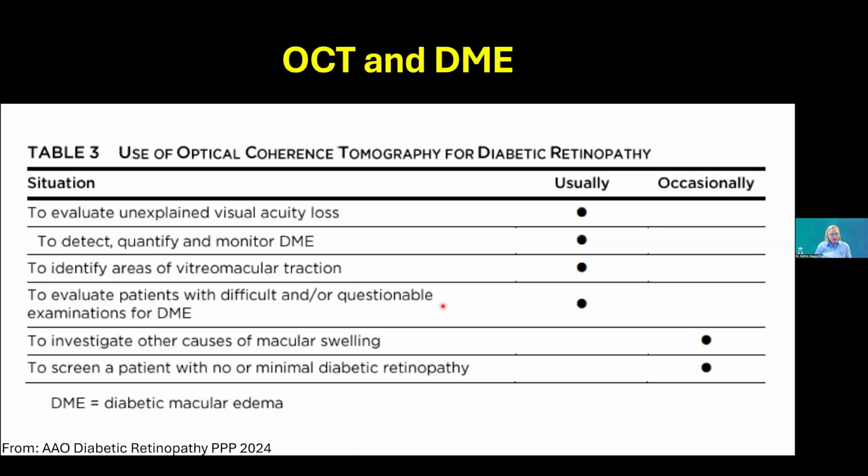And when we look at the diabetic retinopathy preferred practice patterns from the American Academy of Ophthalmology, one of the reasons we're usually doing OCT again is to detect, quantify, and monitor DME, and to evaluate patients with difficult or questionable examinations for DME. And so this is really how I use it all the time, as I'm sure all of you do as well.